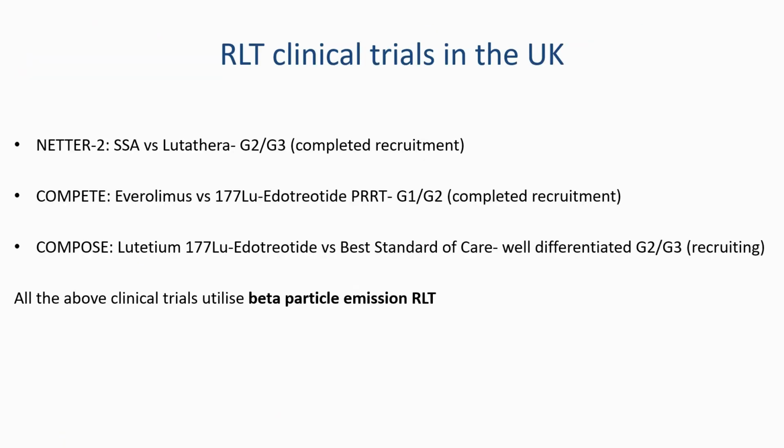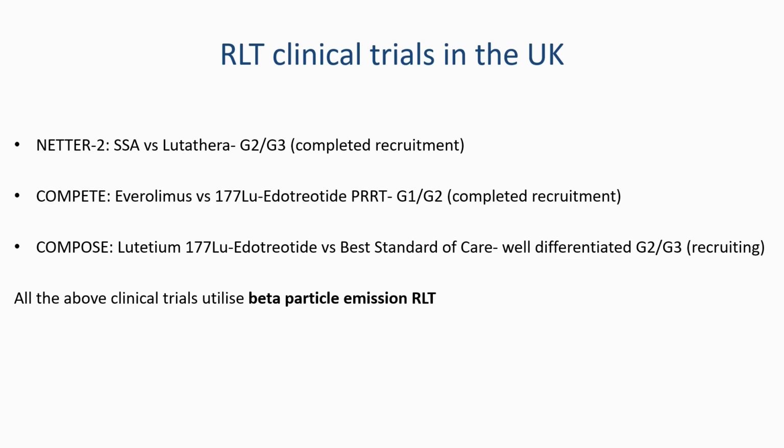There are a number of radioligand therapy clinical trials in the UK. The NETTER-2 trial utilizes somatostatin analogues as one arm, and the other arm is Lutathera in a population with G2, G3 well-differentiated morphology, and this has now completed recruitment and is awaiting the accrual of all the results.